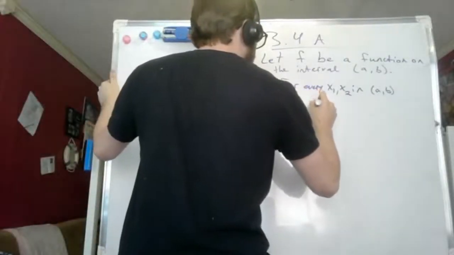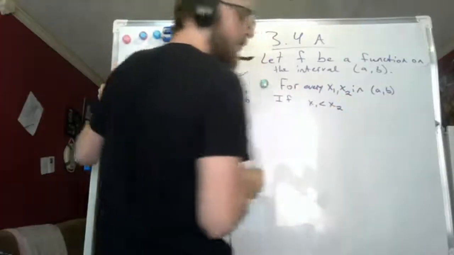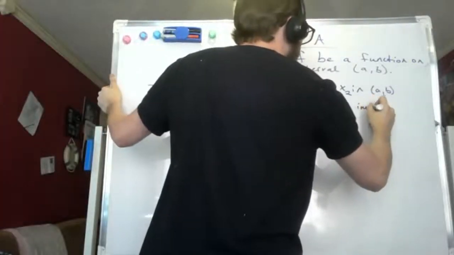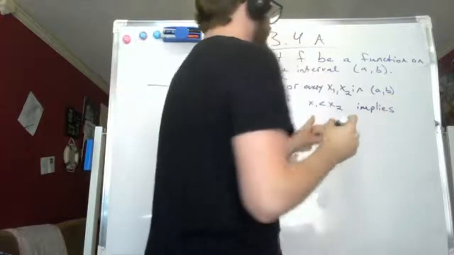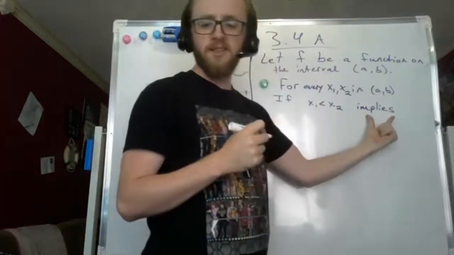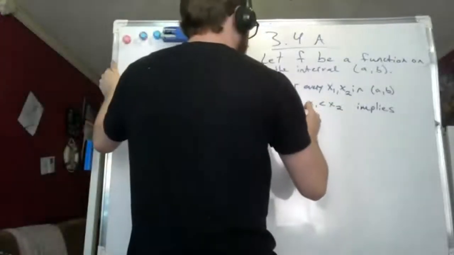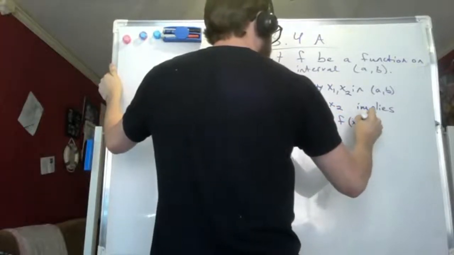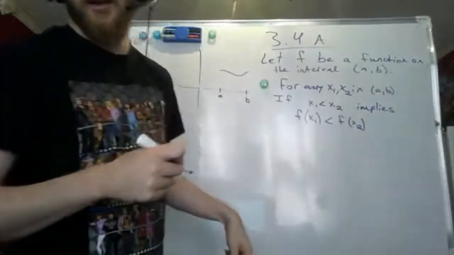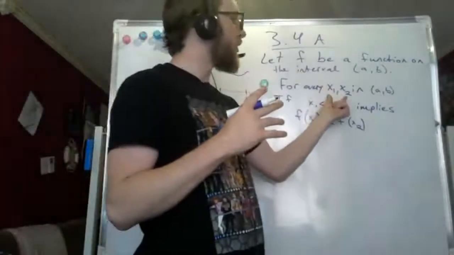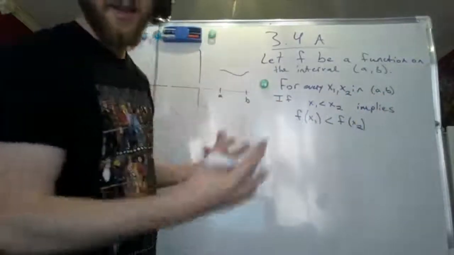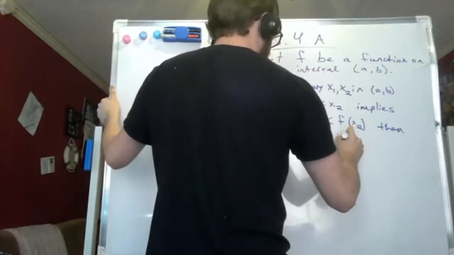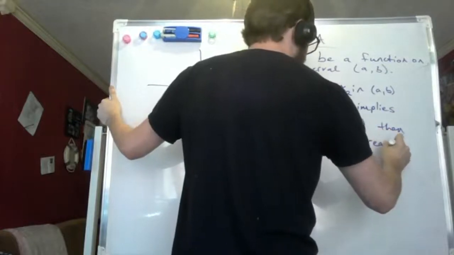if x1 is less than x2, this implies something. We're saying that if the first one is less than the second one, this implies that the f values, or in other words our y values, are also less than each other, so f of x1 is less than f of x2. And we're saying this is true for any x1 and x2 that we pick, then we say f of x is increasing.